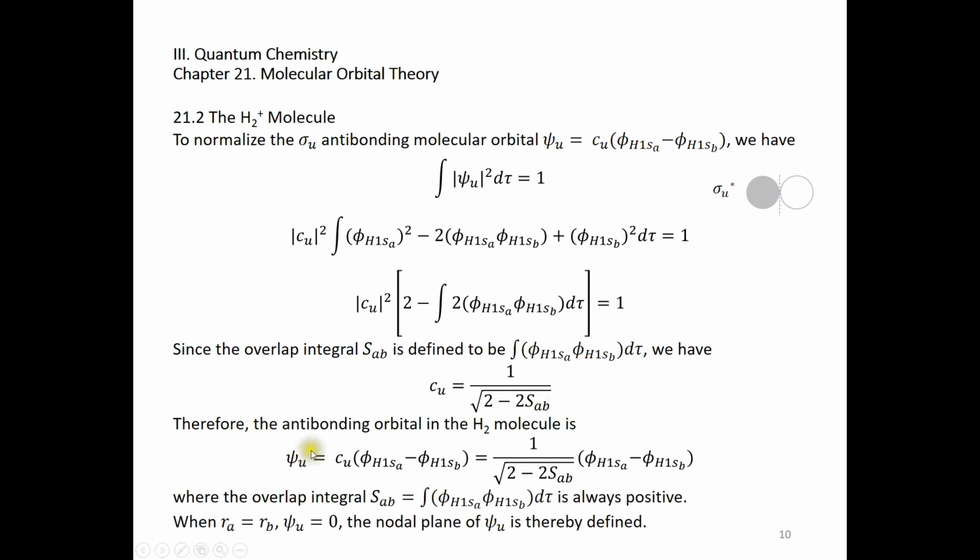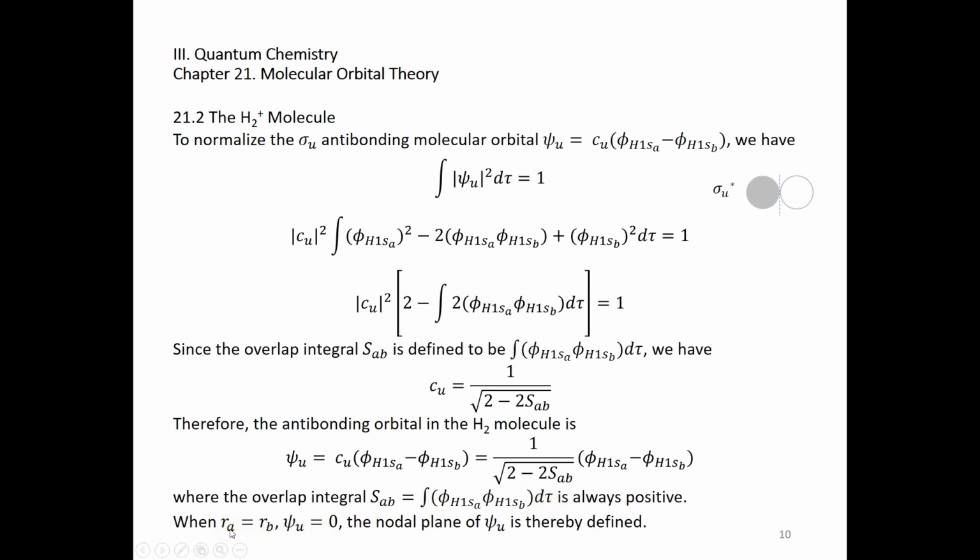And then we have the MO for this antibonding orbital. It's 1 over the square root of 2 minus 2 S_AB, and then times the 1sa wave function minus the 1sb wave function. Again, the overlap integral S_AB, this integral of 1sa and 1sb, is always positive. It's just because you can see 1sa is the exponential function, which is positive. 1sb is also a positive exponential function. Therefore, we integrate an exponential function, and over here d tau is the volume element.